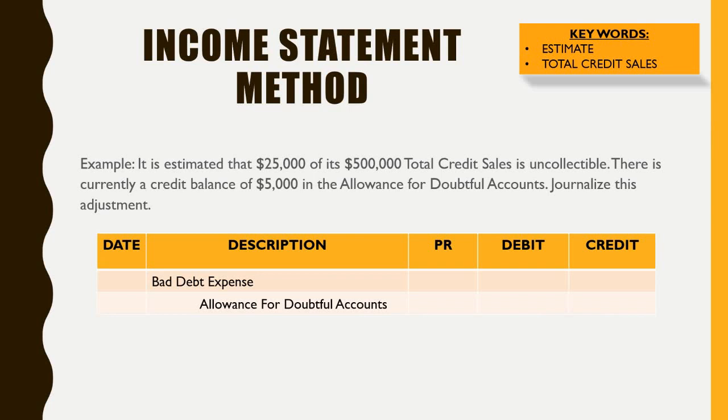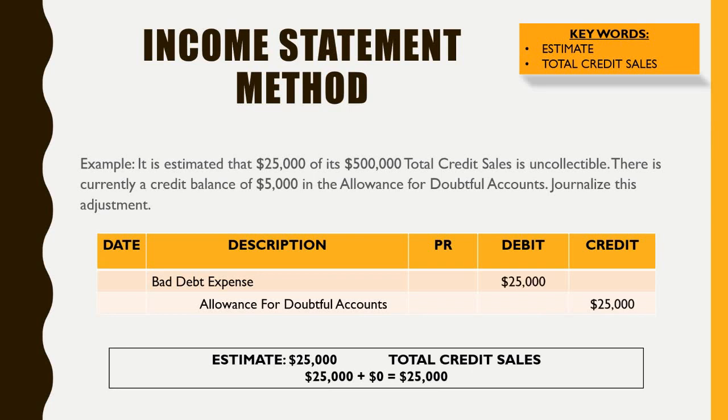So once again, scenario number 2. What if I have the same scenario except this time I have a credit balance of $5,000? In this case, I don't care, because all I care about is what my estimated number is. Okay?